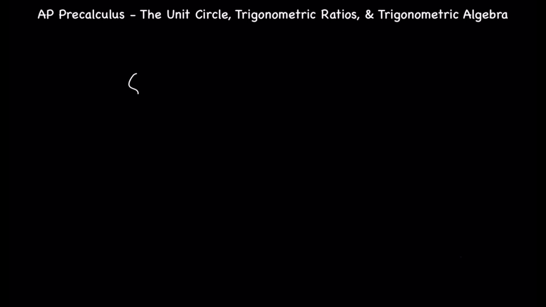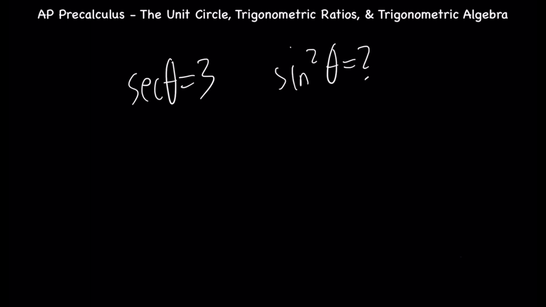So let's say secant of theta equals 3. So what's the value of sine squared theta? What you're going to realize here is that, or you can solve this for yourself if you want, but this is kind of a tricky question because we do know that secant of theta is equal to 1 over cosine theta, which is equal to 3.